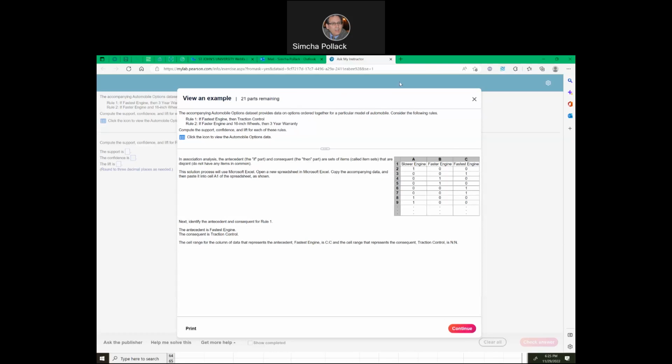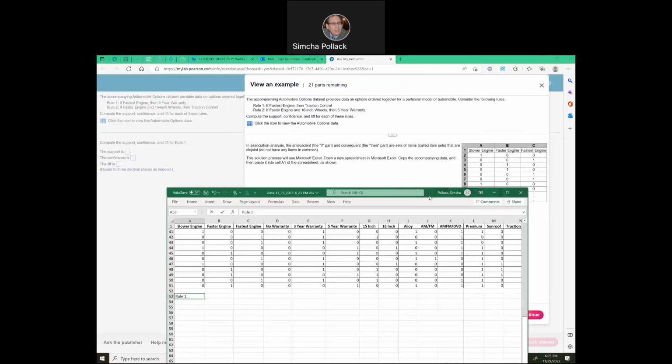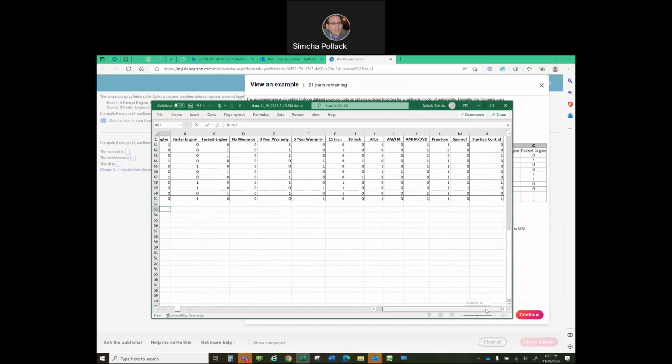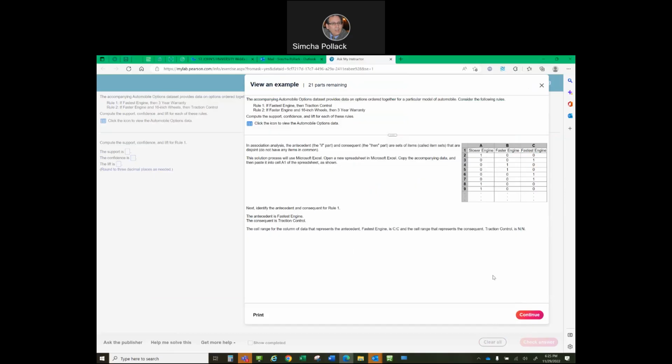Let's just verify that with my Excel. Column N is traction control. So we have to look at the relationship between them, column C and column N. Continue. Measure the strength of association. We'd like to know how many people are in both categories, antecedent and consequent. That's called the support. So how many are found in it? All right, so we could do that.